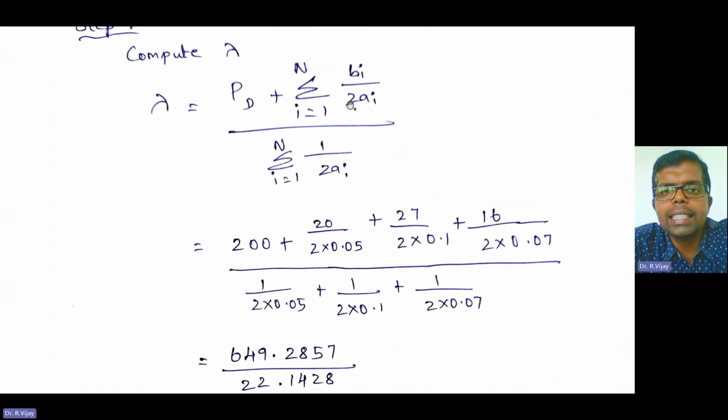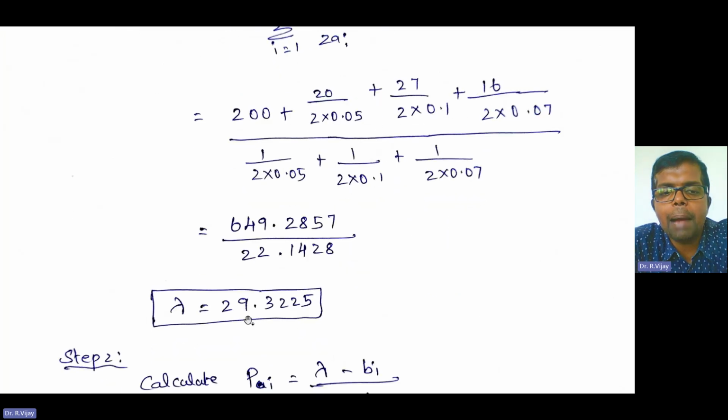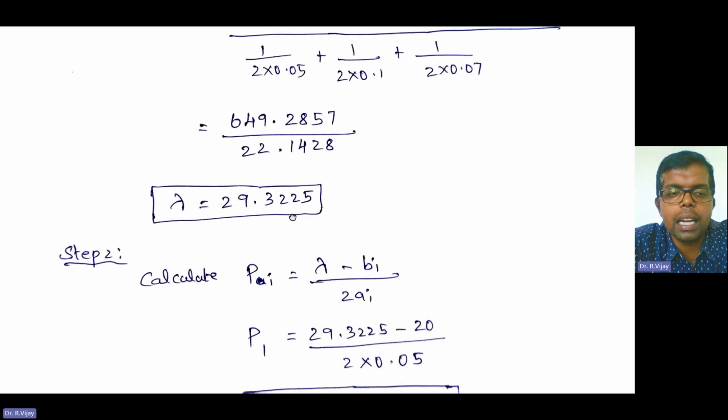So you can easily substitute here: B1 divided by 2A1 plus B2 divided by 2A2 plus B3 divided by 2A3. Just substitute all these values. We are getting lambda as 29.3225. Tell me in the comments whether you are getting the same answer or not.